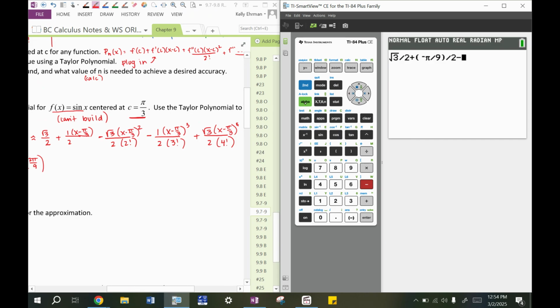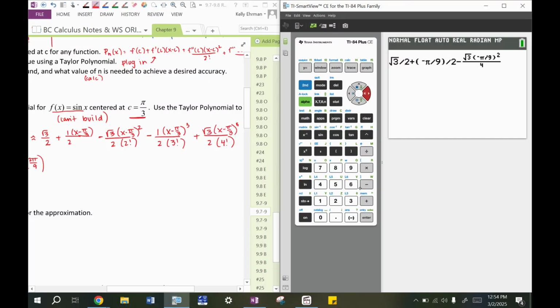So minus, alpha y equals gets you to fraction. All right, so this is radical 3 times negative pi over 9 to the second power over 2 times 2 factorial. Now I'm just going to do the math down there. 2 times 2 factorial is 4.